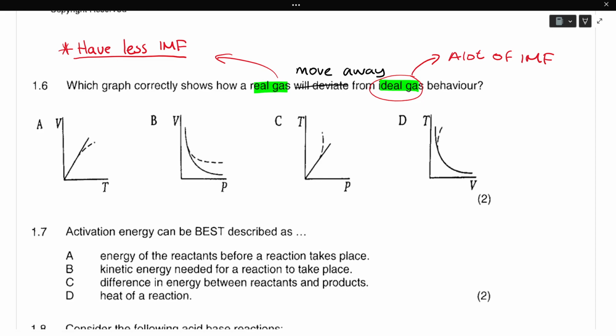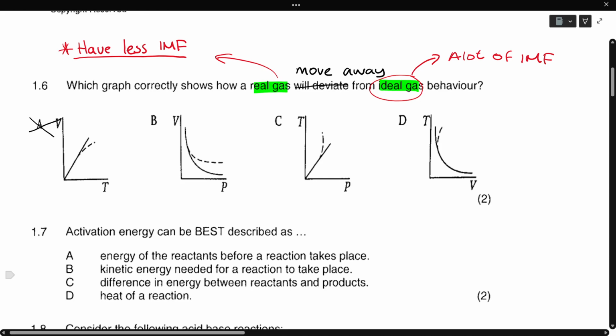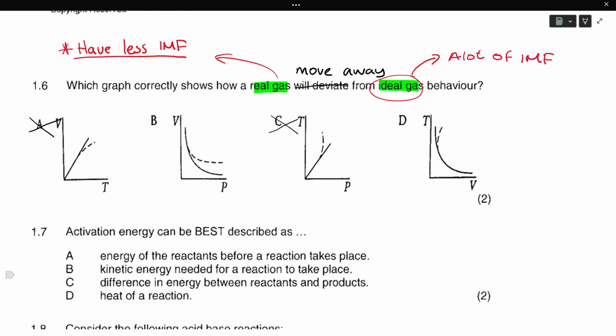So the first thing is, let's just select which pattern of the graph is correct. So we're dealing with a case here of a real gas and an ideal gas. And just a hint is that anytime they're asking you about the deviation, it's always going to be a curved graph, all right? So that eliminates A and it eliminates C as an option. So we're left with option B and we're left with option D.